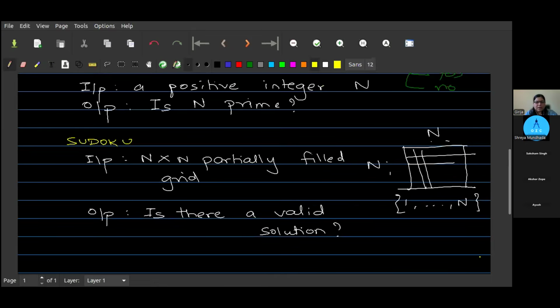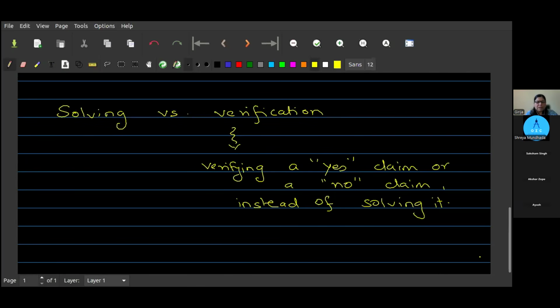So is this distinction clear? We are going to look at specific cases of yes and no for both these problems. But is this distinction clear? Instead of solving it yourself, your focus now changes to verification. Somebody has given you a claim that, okay, I have solved this and the answer is yes.